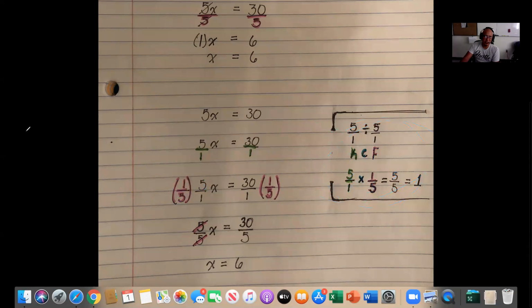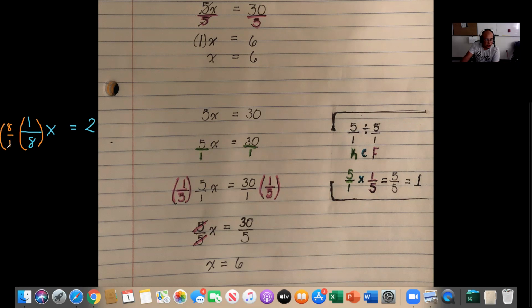Here, let's do one more example. What if we had something like 1/8, so it's a fraction, times x, notice that I'm multiplying the fraction times the variable, is equal to 2. Well, let's get rid of the fraction because we want to isolate this variable. So how can I get rid of this 1/8? Well, let's multiply it times its reciprocal, which is 8 over 1.